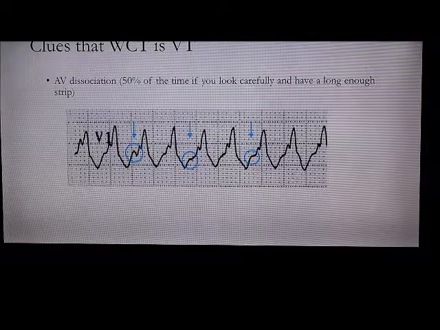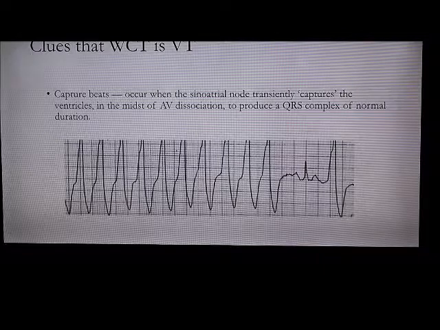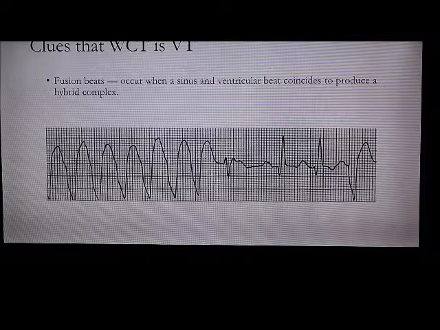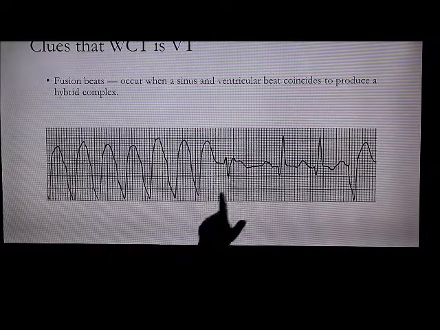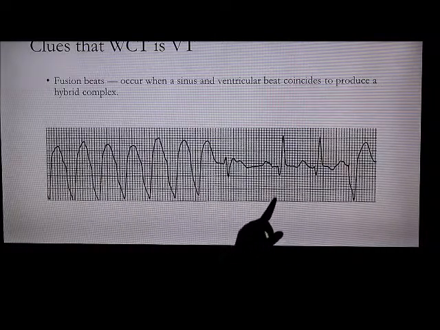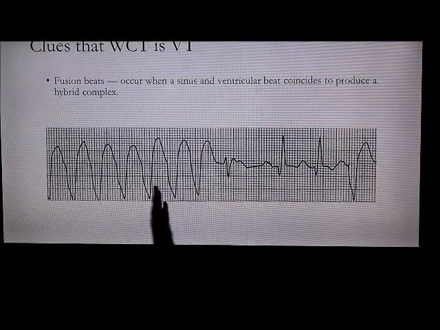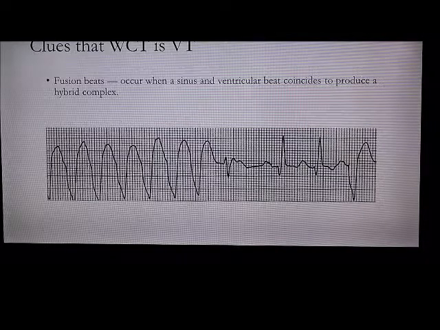of the time. Two other features of AV dissociation are a capture or fusion beat. If you have all wide complexes and in the middle one something narrow, this is VT. Or not exactly narrow, but narrower than the wide complex. So this is the patient's narrow complex in normal sinus rhythm. This is the patient's VT, and this is what we call a fusion beat. So it's between this morphology and this morphology. It's not exactly narrow, but it's narrower than the VT. So if you see AV dissociation, fusion beat, or capture beat, it is 100% VT. This is the only thing that tells you 100% VT. The other features are maybe and maybe not.